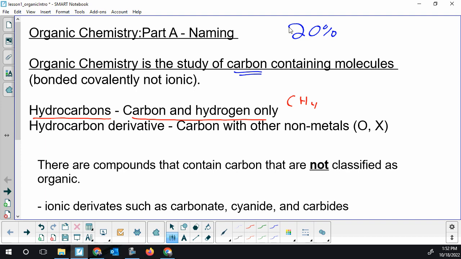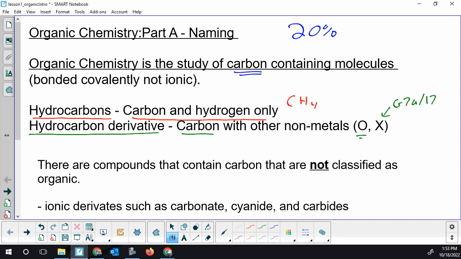Hydrocarbon derivatives have some other element. So carbon, it doesn't even have to have any H's, but it has to have something else. So we'll talk about several options of oxygen, alcohols, carboxylic acids, or X is referring to group 7A or group 17. Those are your halogens. Okay? We'll look at adding chlorine, fluorine, bromine, iodine into hydrocarbon derivatives. Okay? We can't have those in hydrocarbons because they're not C's and H's.